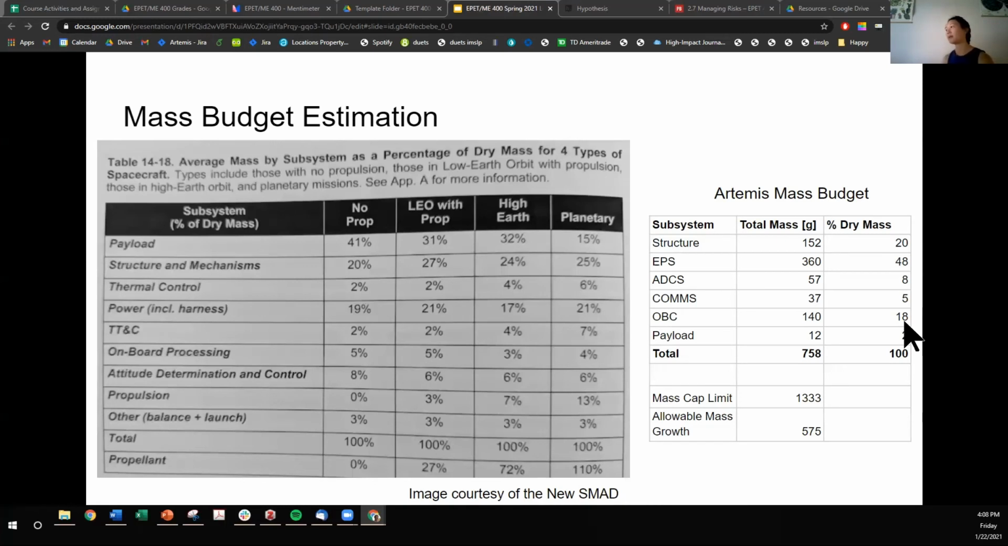And then same with the onboard computer. Our Artemis CubeSat kit has 2 computers, so we could have minimized our mass, but we chose to have a very powerful computer on board and then a low power, less smart computer on board to do the nitty-gritty things.